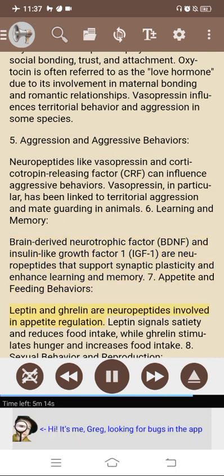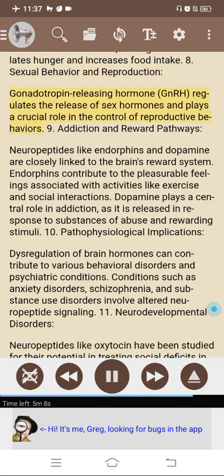7. Appetite and feeding behaviors. Leptin and ghrelin are neuropeptides involved in appetite regulation. Leptin signals satiety and reduces food intake, while ghrelin stimulates hunger and increases food intake. 8. Sexual behavior and reproduction. Gonadotropin-releasing hormone (GnRH) regulates the release of sex hormones and plays a crucial role in the control of reproductive behaviors.